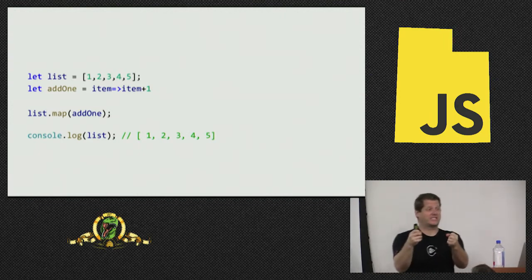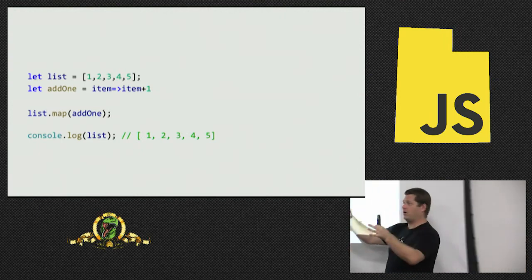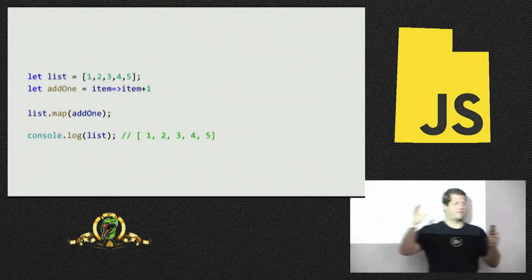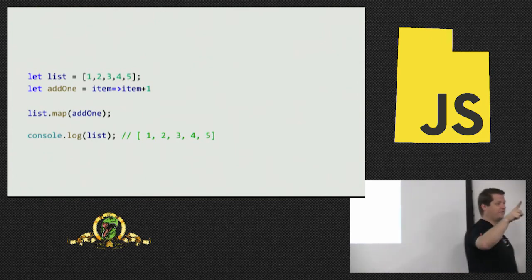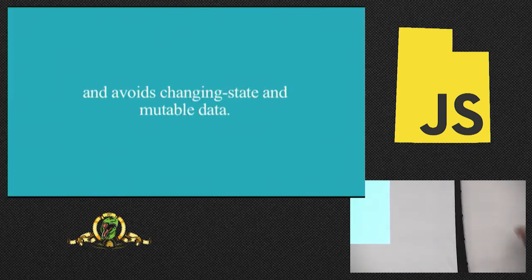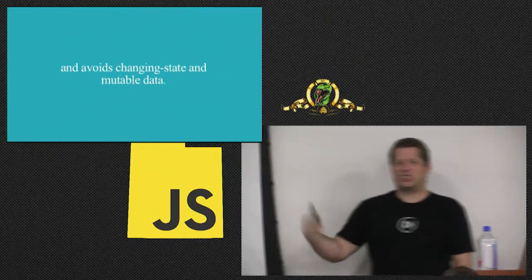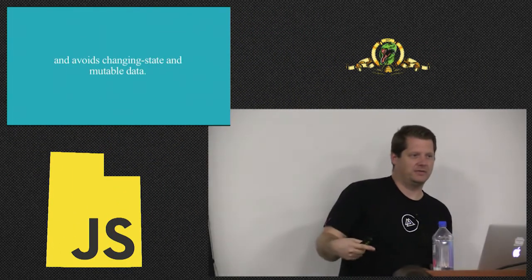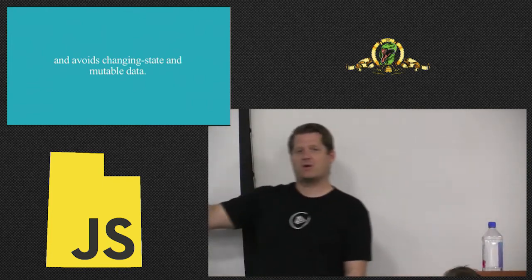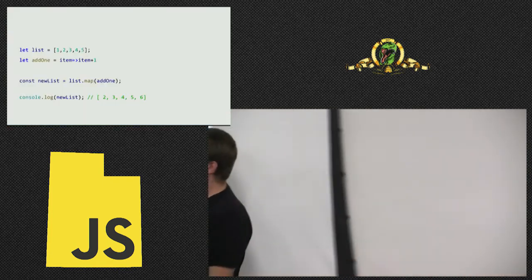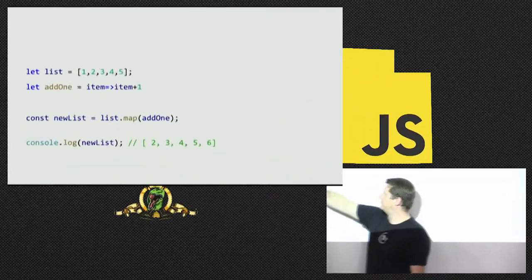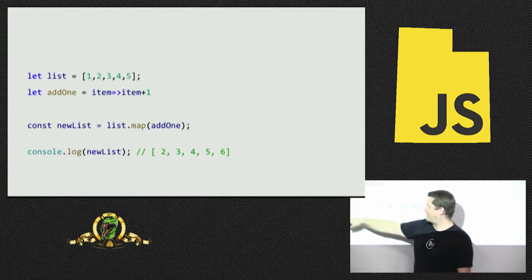Because remember, we're functional style now, right? We're not OO. We're not doing the for loop stuff. We're functional style. And what was the last rule of functional? Avoids changing state and mutable data. We don't want to change the thing we're operating on. We're going to create something new and pass that back. So what you end up with here is you just get a new list. New list equals list.map, and then you've got a new list.